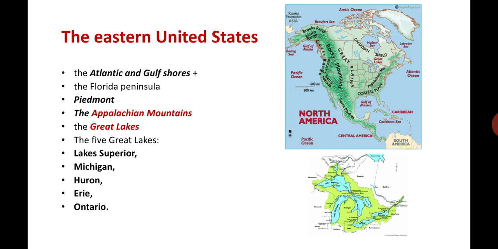The territory of the United States can be separated into several parts. If we speak about the eastern part of the United States, we can see here the Atlantic and Gulf shores, the Florida Peninsula, Piedmont, the Appalachian Mountains, and this is one of the two greatest mountain ranges in the USA. The Great Lakes. The Great Lakes consist of 5 lakes, and their names are Lake Superior, Michigan, Huron, Erie, and Ontario.